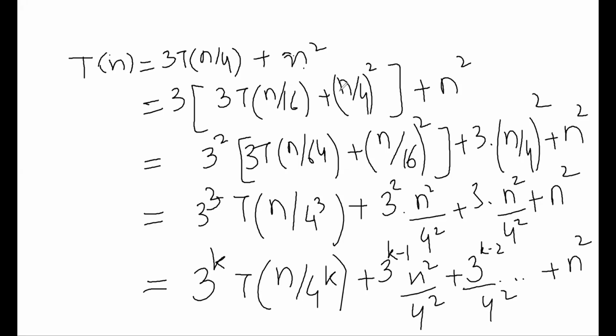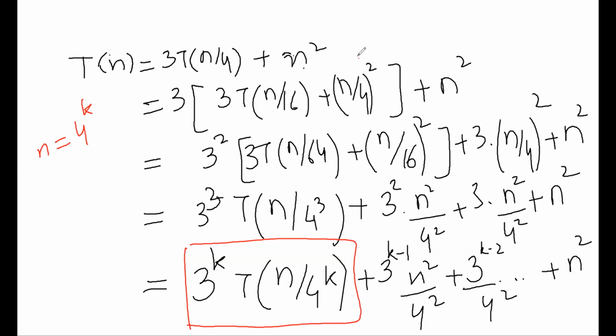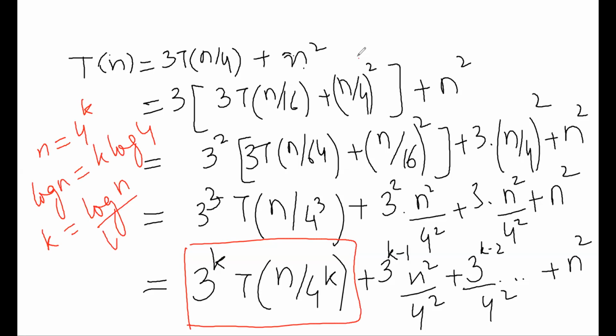Okay, so now if you look at this part, to get T1 we need n to be equal to 4 power k. Just apply log on both sides: k log 4 equals log n, so k is log n by log 4, which is log n to the base 4. So your k is log n to the base 4. And what will be 3 to the power k? It will be 3 to the power log n to the base 4. So then there will be this summation.